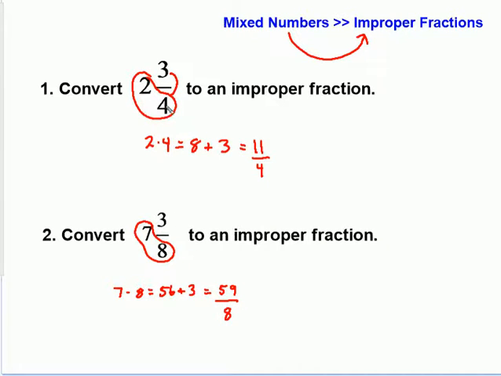So we simply multiply the whole number by the bottom number, add the top, and put the result over the number on the bottom: 59 eighths and 11 fourths.